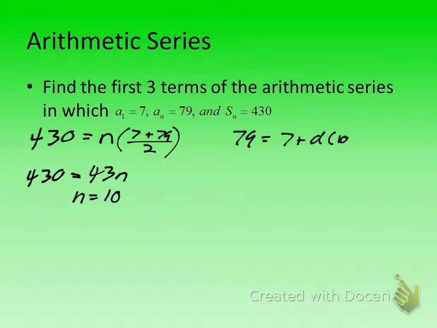So 79 is the 10th term? Yep. Okay. Then solve for d. Everybody good? So 79, subtract 7 gives you 72. 10 minus 1 gives you 9. So d equals 8.